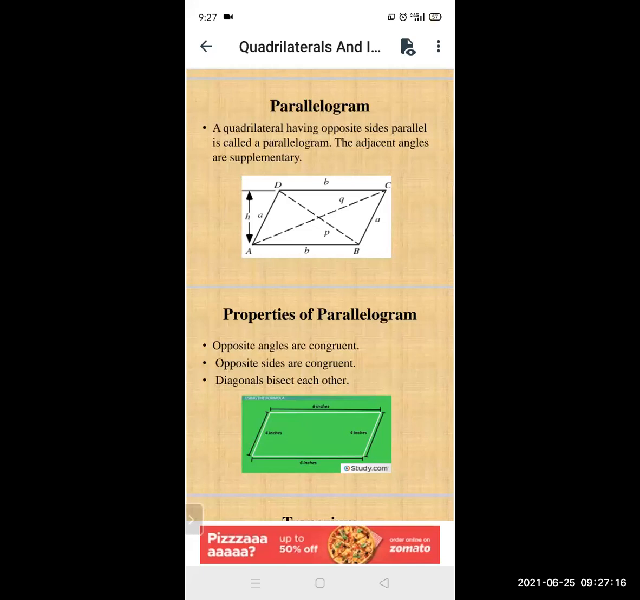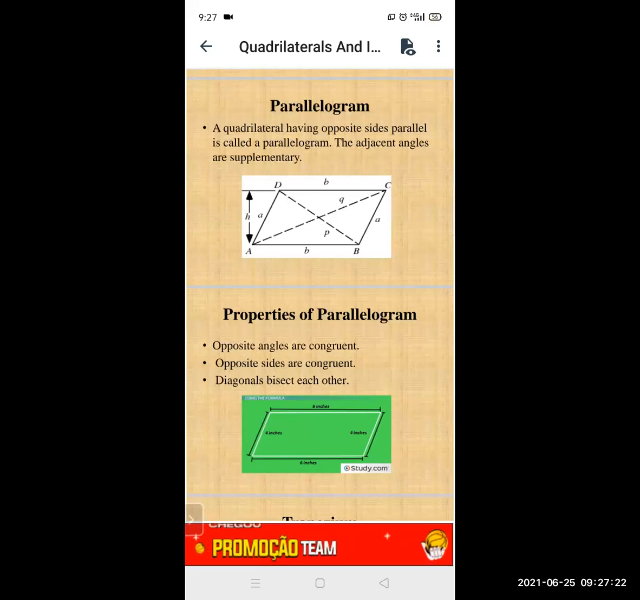So if you add any two adjacent angles, you don't have to add A and D, B and D. You have to add the adjacent ones. You can either add A and D or A and B. They are supplementary, which means their addition is 180 degrees.